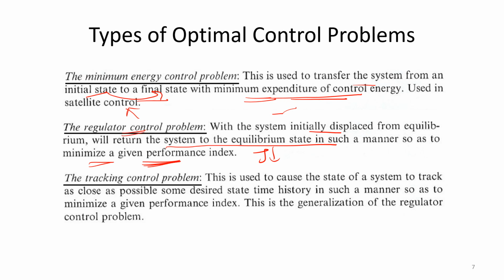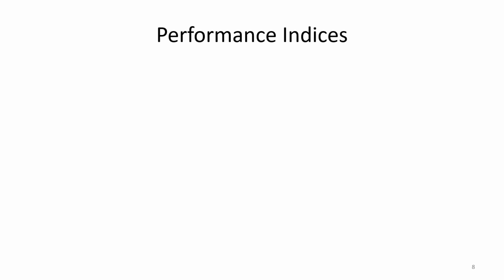Then the tracking control: it has to keep on watching the state variables, to make the state of the system track as closely as possible. Suppose you give a trajectory like this, and this is your flight, so it has to follow it. Suppose it goes off like this, then immediately the people closely watching see there is some deviation, and they make the flight move back onto this track. So you have to watch this as closely as possible to minimize the given performance index. This is called a generalization of the regulator control problem. So these are the different control problems for an optimal control system.